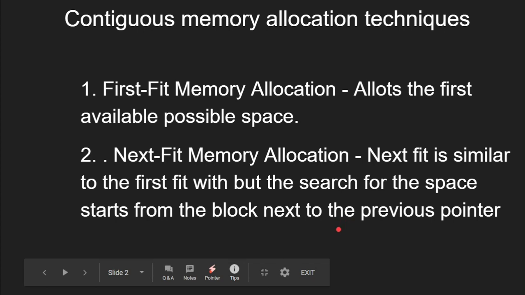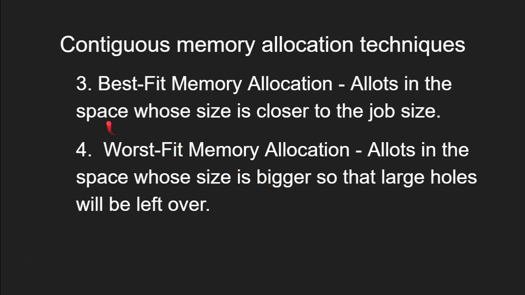And we have two more allocation schemes, best fit and worst fit. Best fit is where a job is allotted to the memory space which is closest to its size. The remaining space left after allocation is called a hole. The best fit scheme allots the job to the memory block whose size is a little closer to the job size. In that case, it assumes that only a minimum of memory will be wasted. That is called internal fragmentation. So that is the concept of best fit memory allocation.